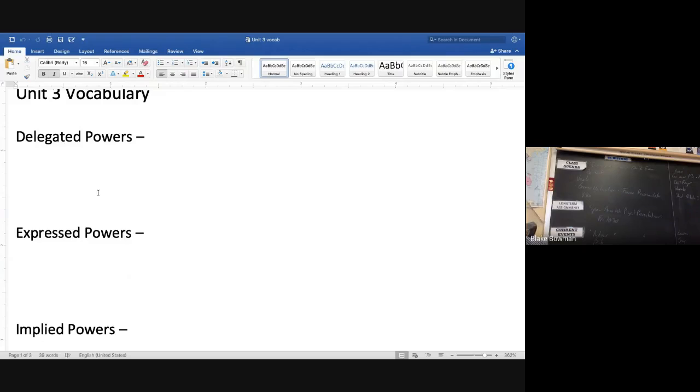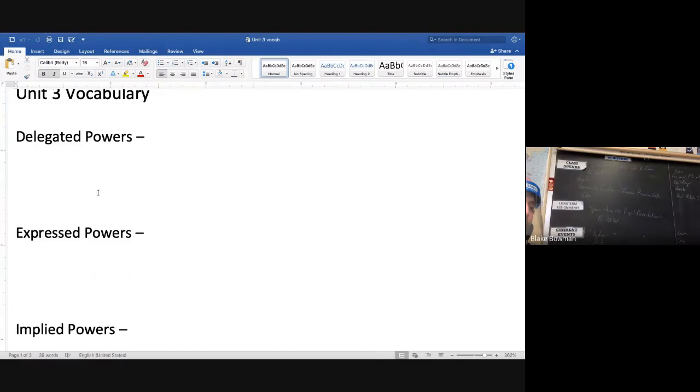All right, so let's go over this real quick. Delegated powers. What are delegated powers? Z, go ahead. Powers specifically granted to the federal government in Article 1, Section 8 of the Constitution. Yeah, good job. So they're national powers, right?